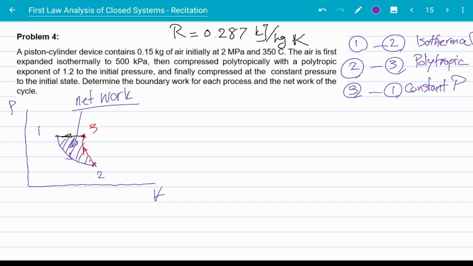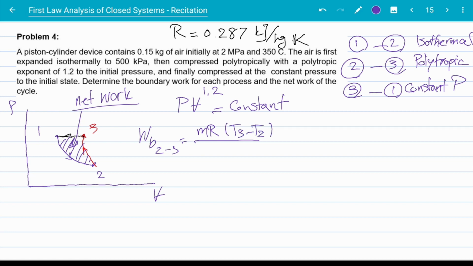It's a polytropic compression. Okay, so the equation is P volume to the power of 1.2 is equal to a constant. This is the equation for the process. Again, remember from problem 2, we already know the equation for this process. We know that the boundary work from 2 to 3 is mass times gas constant, temperature 3 minus temperature 2 over 1 minus n. Now T2 is known because 1 to 2 was isothermal, so T2 is equal to T1. Mass and R are also known, n is also known, T3 is only unknown. We have to find a way to find T3.